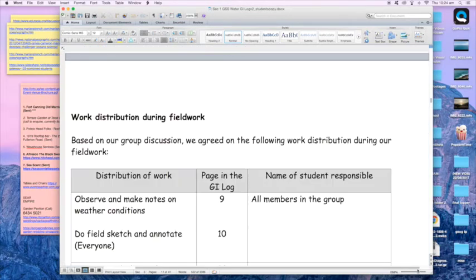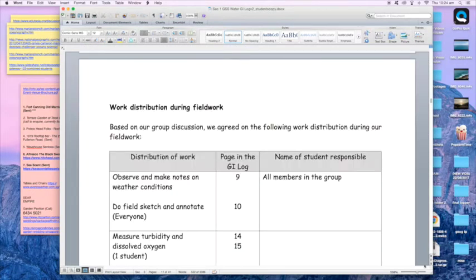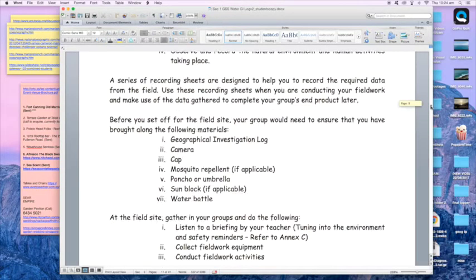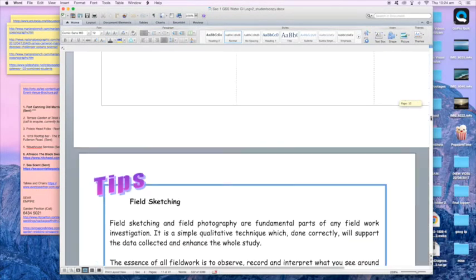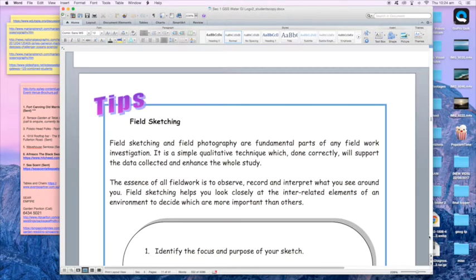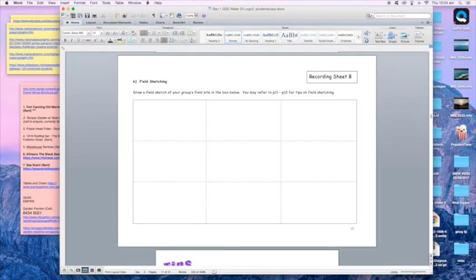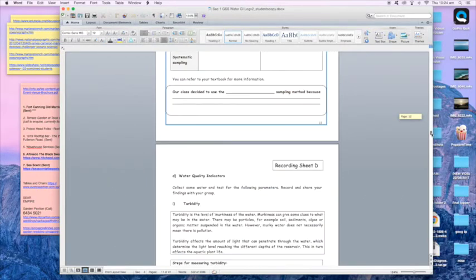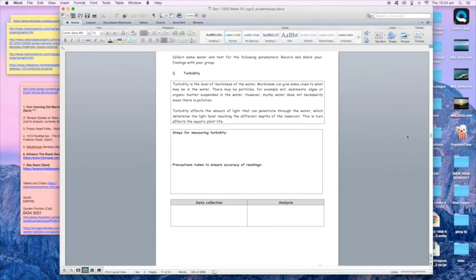Let me scroll it up. Okay, the field sketching. As a group, you have to decide which one is the best field sketch to represent in your PowerPoint later. Now, this is actually very easy.